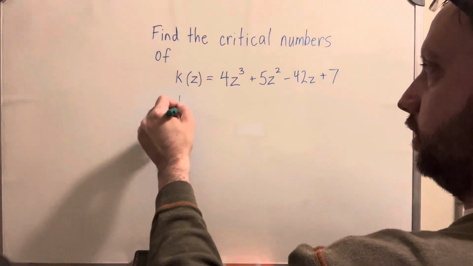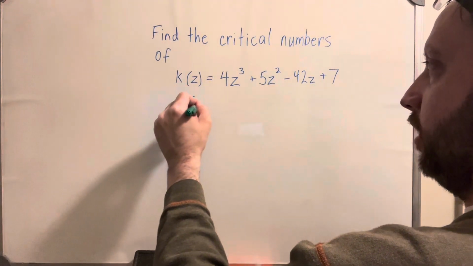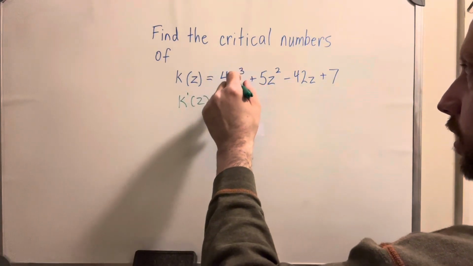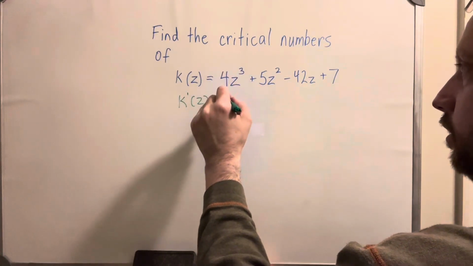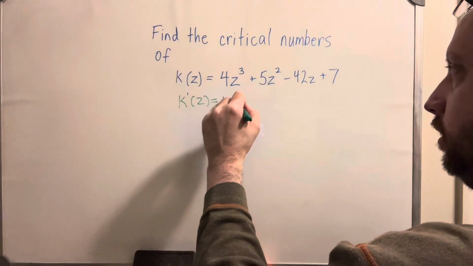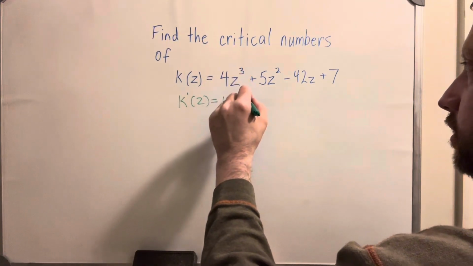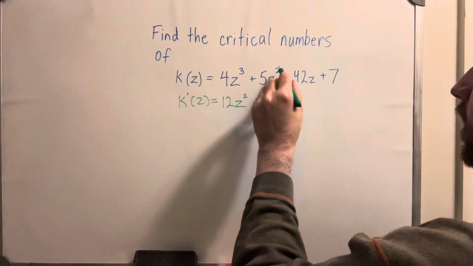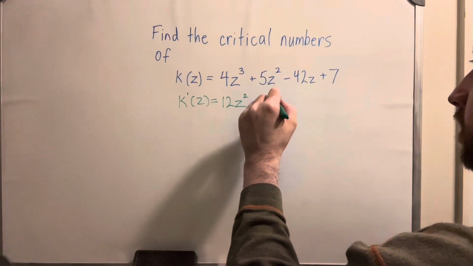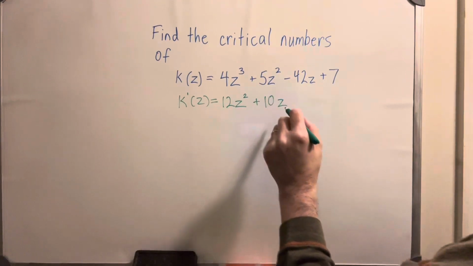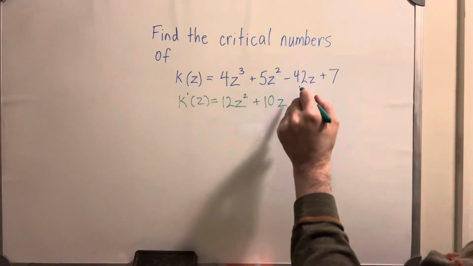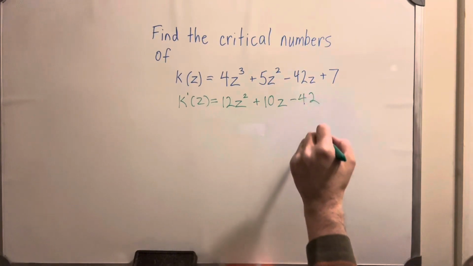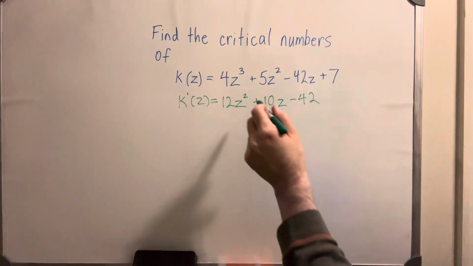So let's do this. We'll say k prime of z equals, okay, 4z cubed: 3 times 4 is 12, z decremented, squared, plus 2 times 5 is 10z, and then negative 42z, the derivative is just negative 42. All right, now we have to factor this.